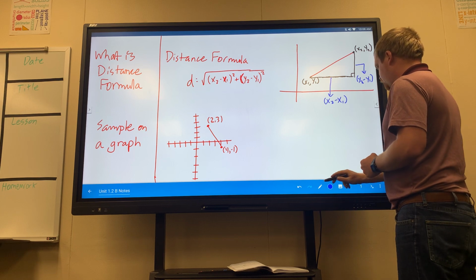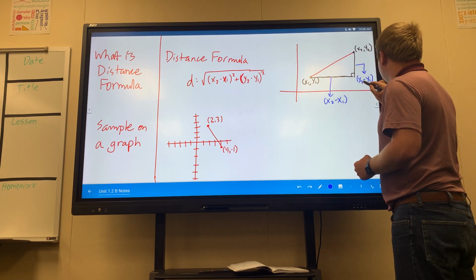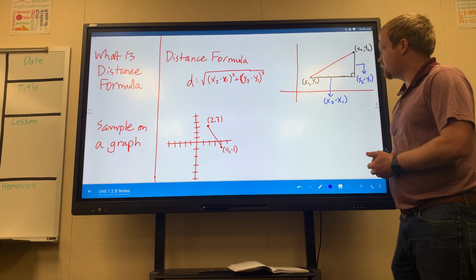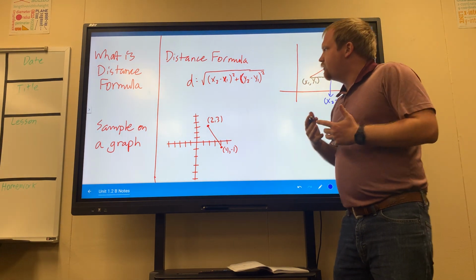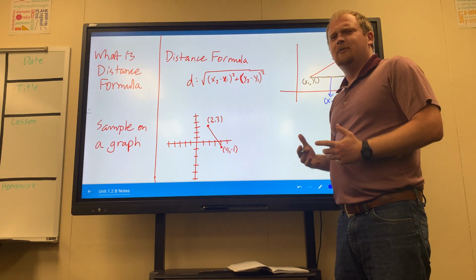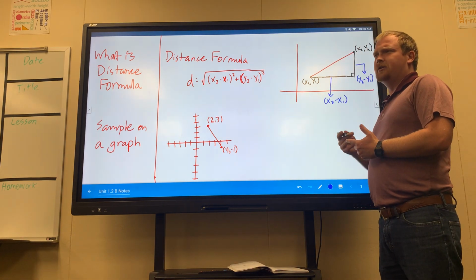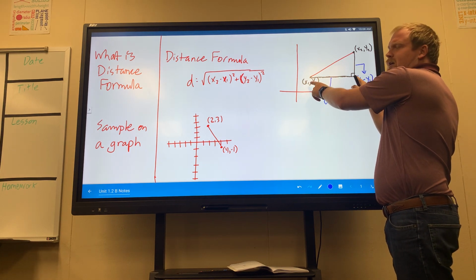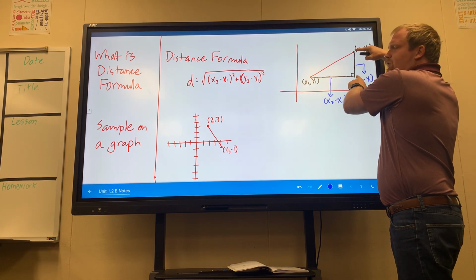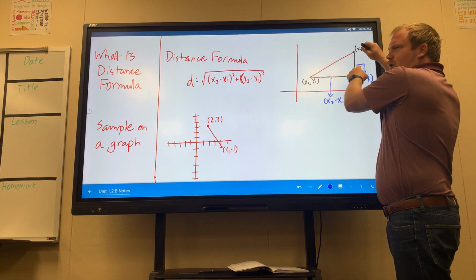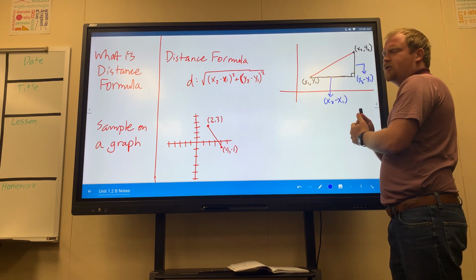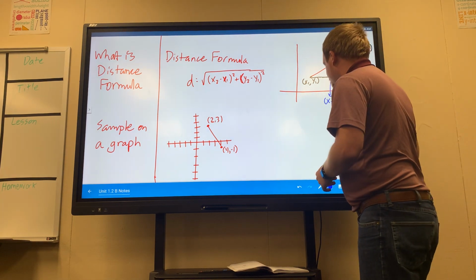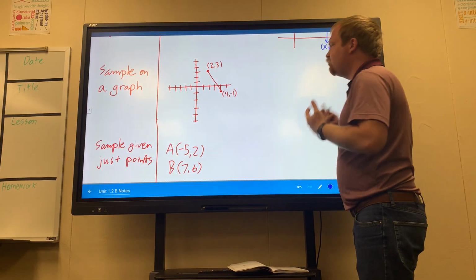That's where the distance formula comes from. If we just break it down and realize this is the difference between my x's and this is the difference between my y's, we square both of them, add them together, and take the square root of that. At least that's where it comes from.